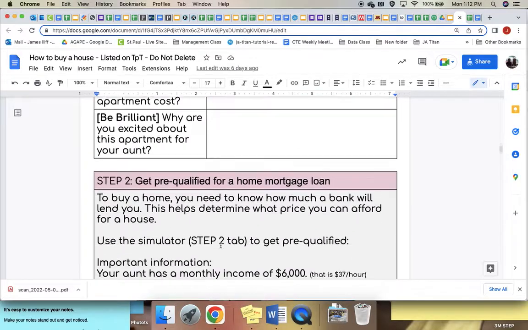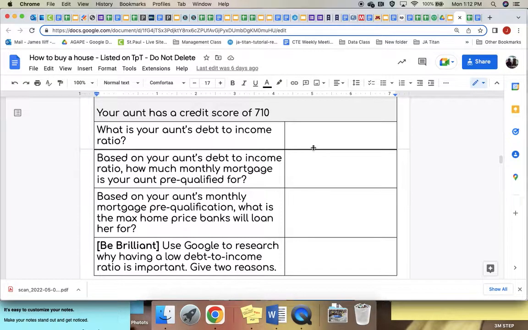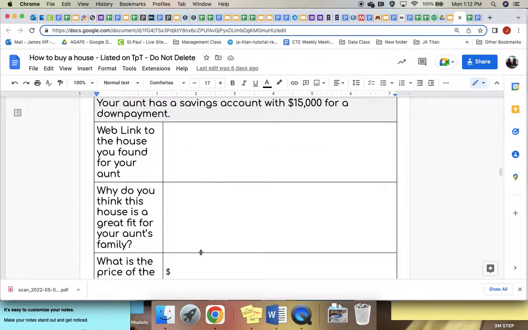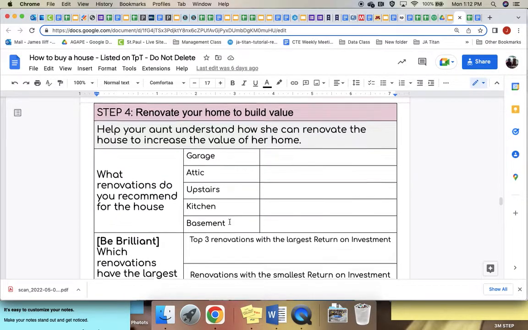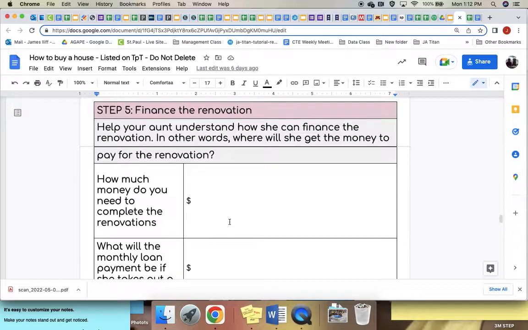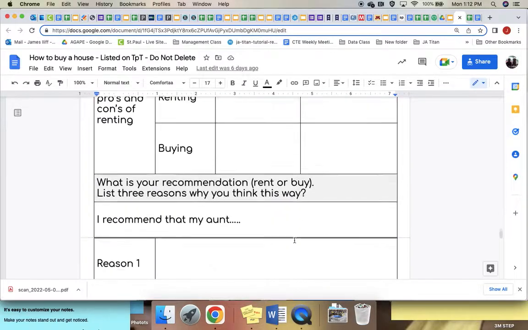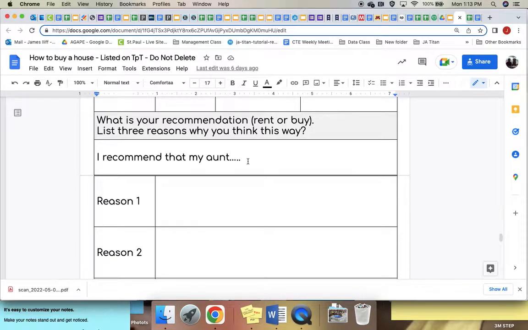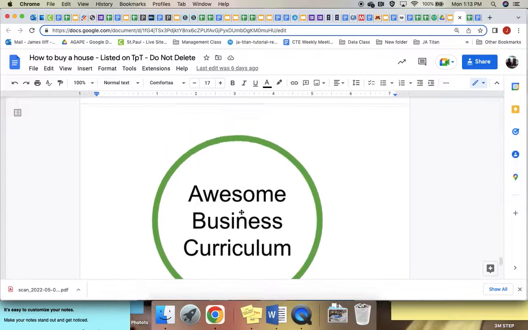So find an apartment to rent, get pre-qualified for a loan. It gives them information, and then they plug in. They do their thing in the simulator, and they come back here and answer this. They find a home to buy, and then they answer these questions, etc. So they renovate their home. They figure out financing, and then they start to reflect. What are the pros and cons of renting versus buying? They give a recommendation to their aunt, and they give some reasons, etc. So that is the project.